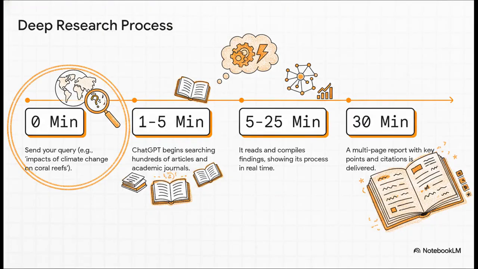Okay, the deep research tool is wow. It's basically like having your own personal research assistant. You can give it a really complex topic, say the impact of climate change on coral reefs, and it just goes to work. It scours the internet, reads hundreds of articles and journals, and, this is the most important part, every single claim it makes is cited. So you're not getting some random answer from a black box, you're getting a full report built on facts you can actually go and check.